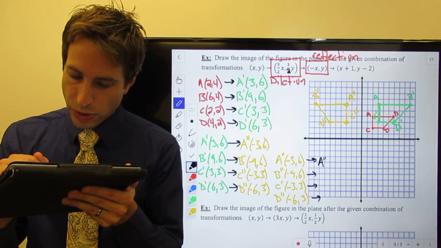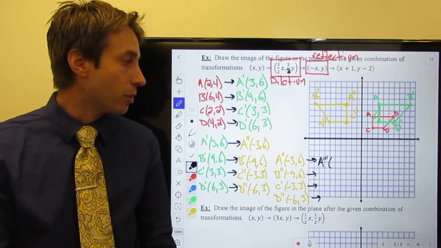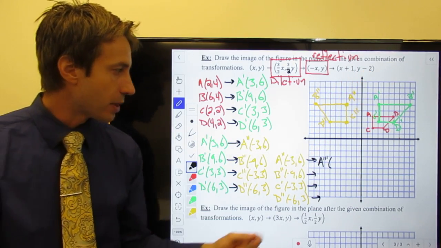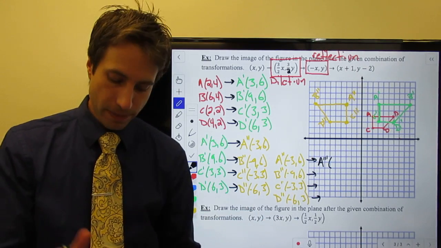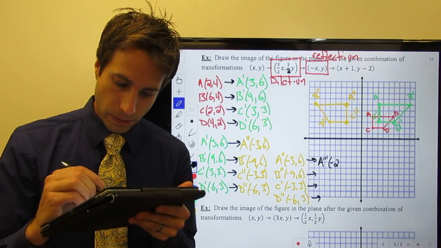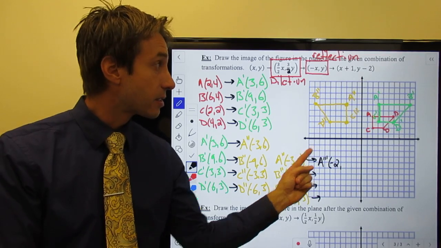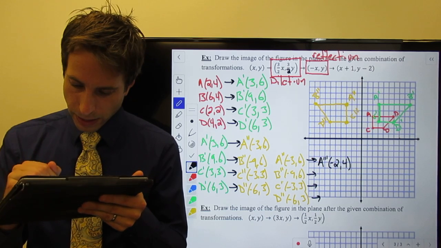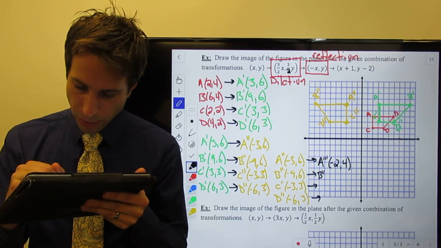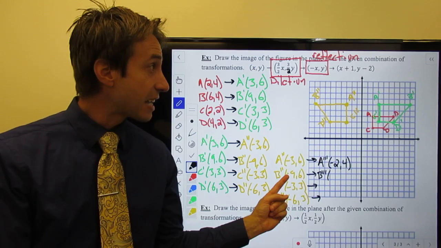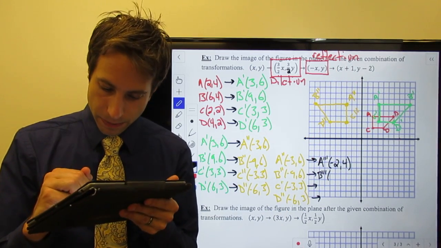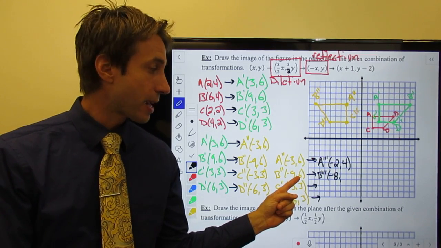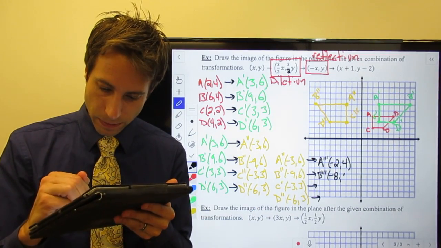A triple prime. What do they want me to do? They want me to add 1 to the x, subtract 2 from the y. We can do that. Negative 3 plus 1, that's a negative 2. Then, 6 minus 2, well, that's 4. Okay, keep going. B triple prime. Well, it was at negative 9, they want me to add 1. That's negative 8. Then, 6, they want me to subtract 2. That's 4 again.